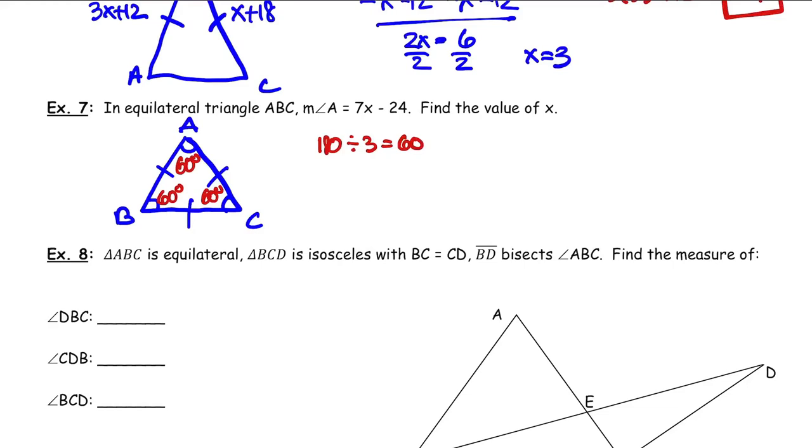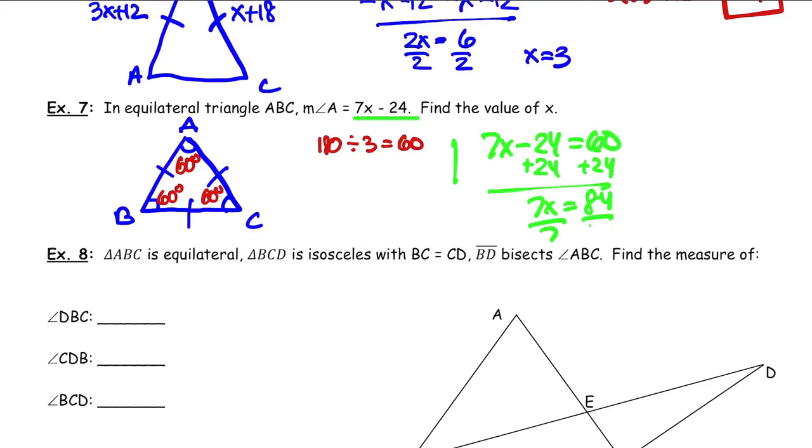So now it says, well, if the measure of angle A is 7x minus 24, find the value of x. Well, I just need to do 7x minus 24 equals 60 because I know every one of those angles is 60. Add 24 to both sides. I get 7x equals 84, divide by 7, and x is 12.